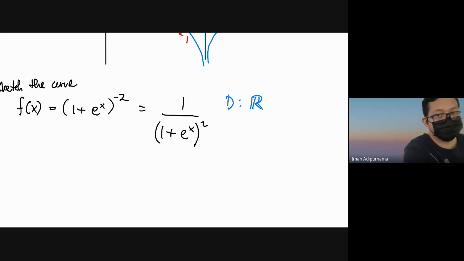Because the function is a positive function, right? For all possible x that you can think of, it will always be positive because it is squared, right? And also this e is always positive, so it's always a positive function. All real numbers are possible.